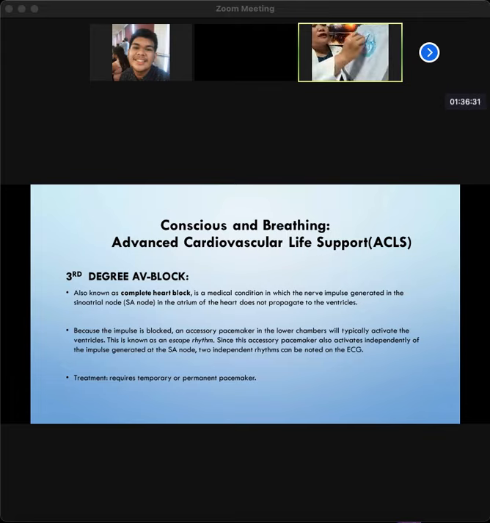So, since hindi nagpo-function yung AV node mo, yung mga dapat na mag-function, kailangan niyang mag-survive. So, kung saan-saan na siya kumukuha ng pang-stimulate niya. So, kung saan-saan na yung nagko-contract. Walang coordination. So, the treatment requires agad-agad talaga. Temporary or permanent pacemaker.